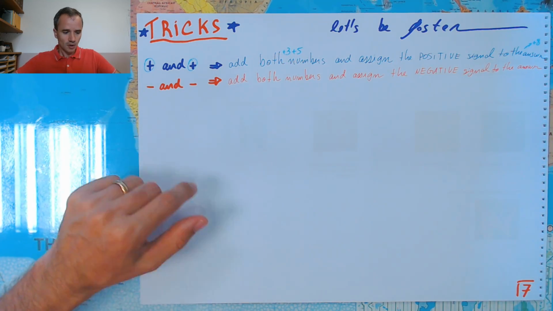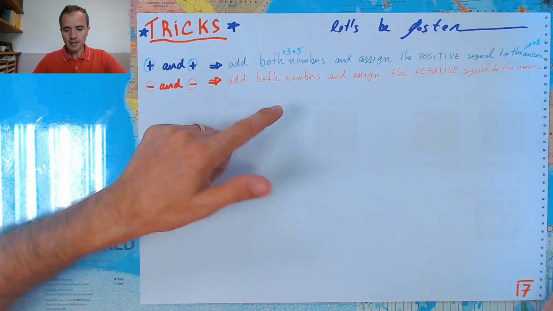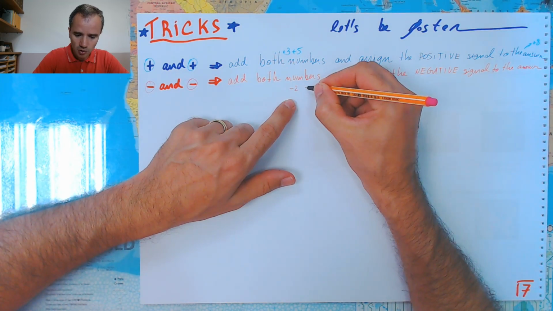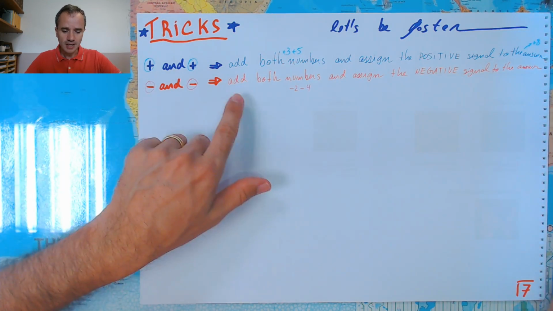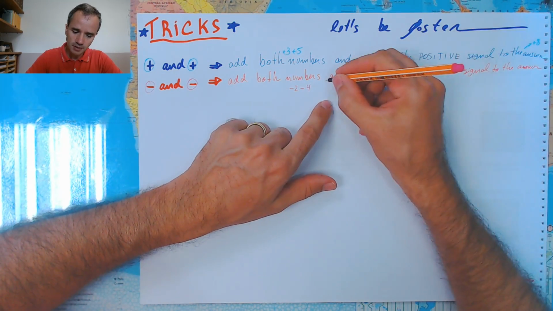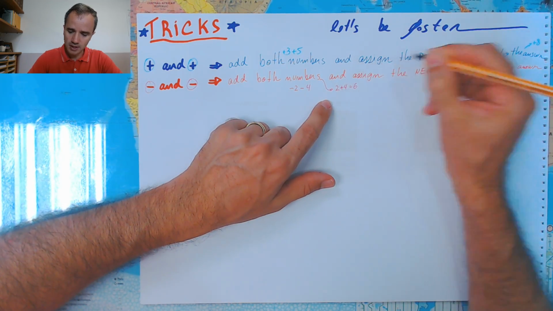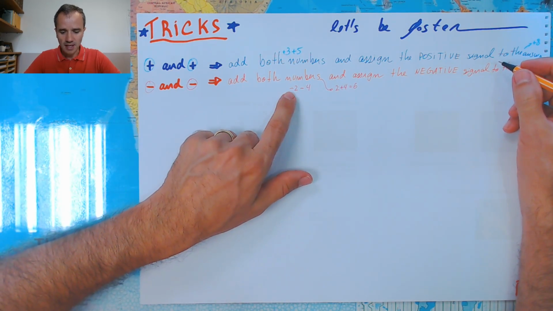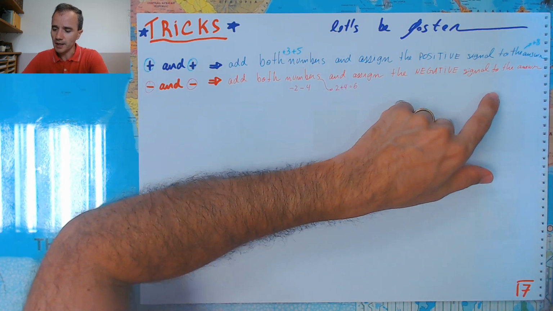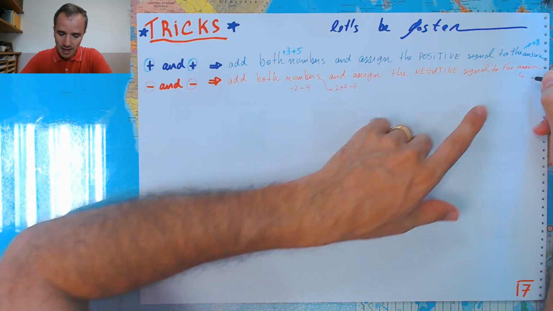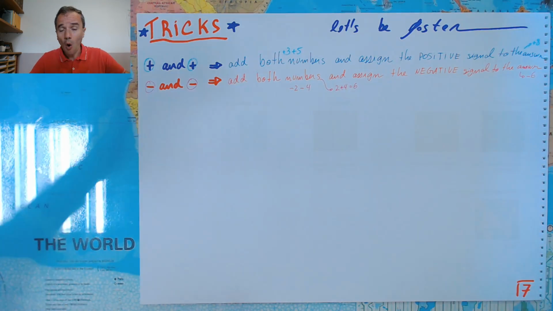Now when you have two negatives, we just add both numbers. Let's say we have minus 2, minus 4. They are two negatives, so just add both numbers. Adding both, it would be 2 plus 4, which is 6, and assign the negative, because everybody is negative, so there is no other sign to put there. So the answer is going to be negative 6. Just add them and just use the only signal there is.